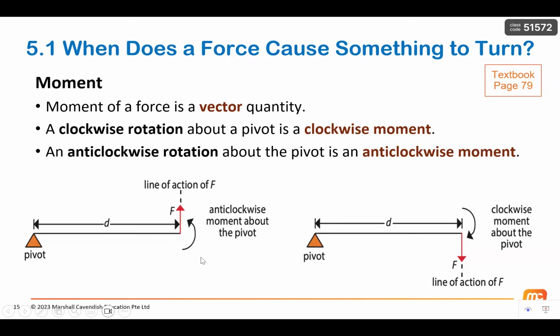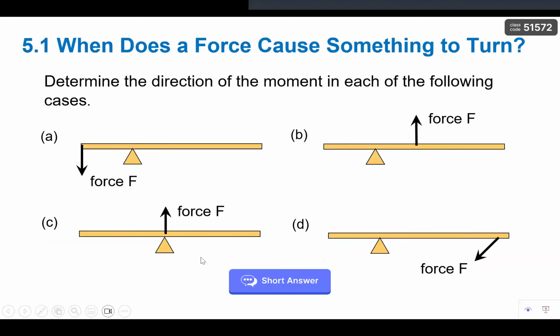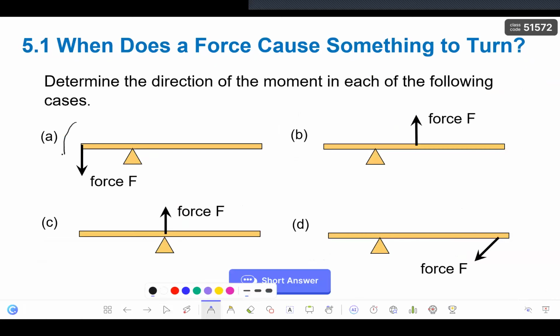Okay, so now you may pause the video to think about the direction of the moments for each of the following cases. I'm going to go through now. Okay, so the pivot is over here and the force is over here. So this thing will be rotating in this manner. Okay, so this manner, it will be an anti-clockwise moment. Part B, the pivot is over here and the force is over here. So this rod will be rotating this way. It will again be an anti-clockwise moment.